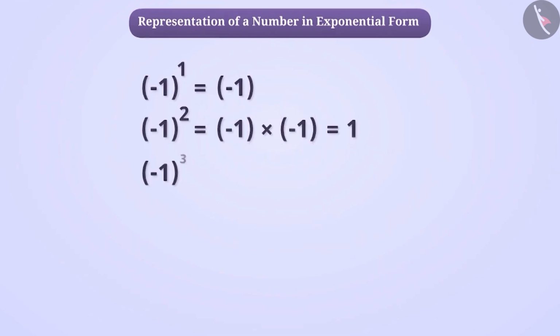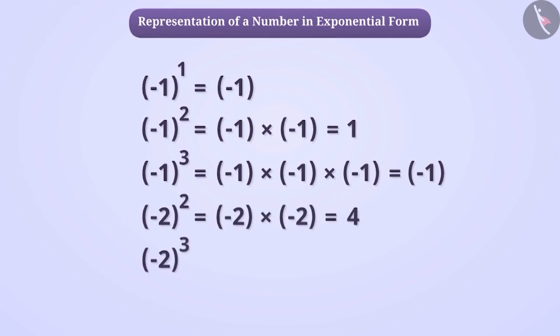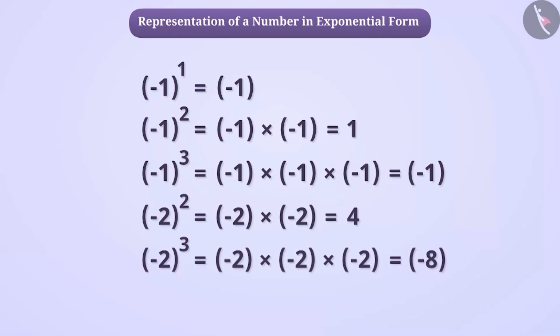-1 raised to the power of 3 is equal to -1. -2 raised to the power of 2 is equal to 4. -2 raised to the power of 3 is equal to -8. Will you be able to find some more examples like this? Try it.